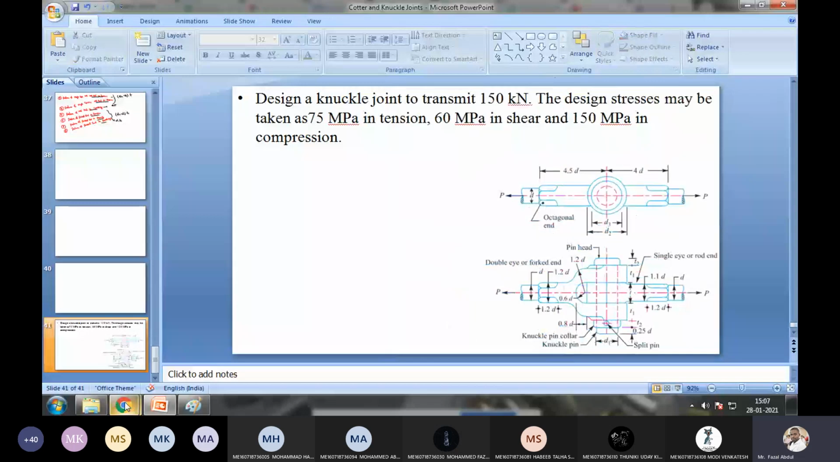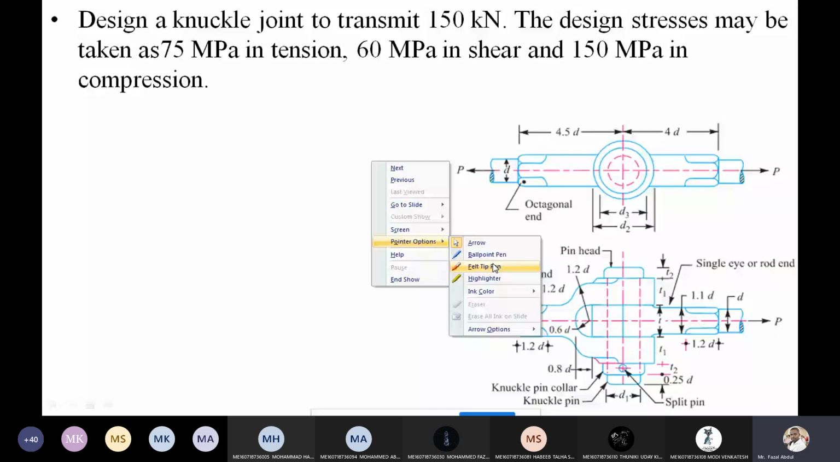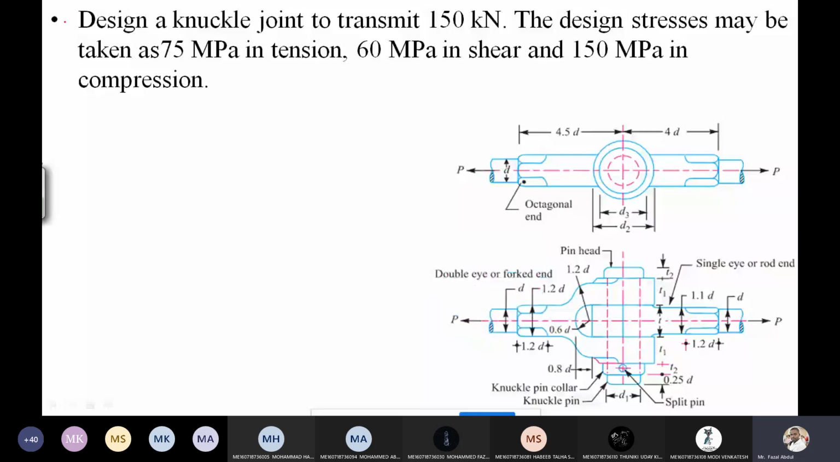So here the question is asking to design a knuckle joint to transmit this amount of load. First write the given data. The load is given as 150 kilonewtons. Design stresses may be considered as 75 megapascal in tension, 60 megapascal in shear, and 150 megapascal in crushing.